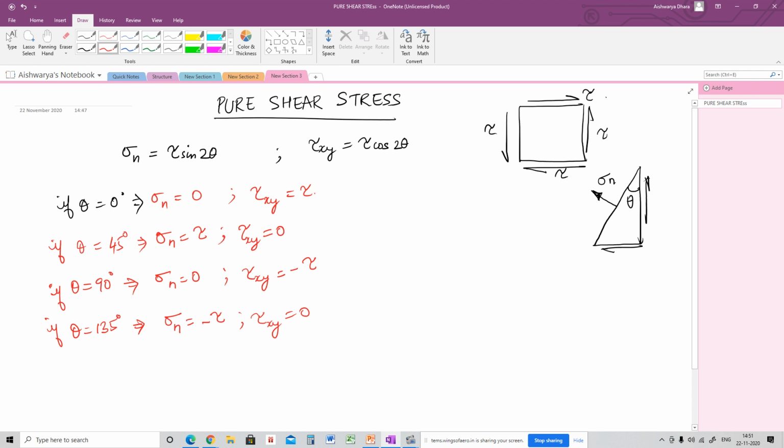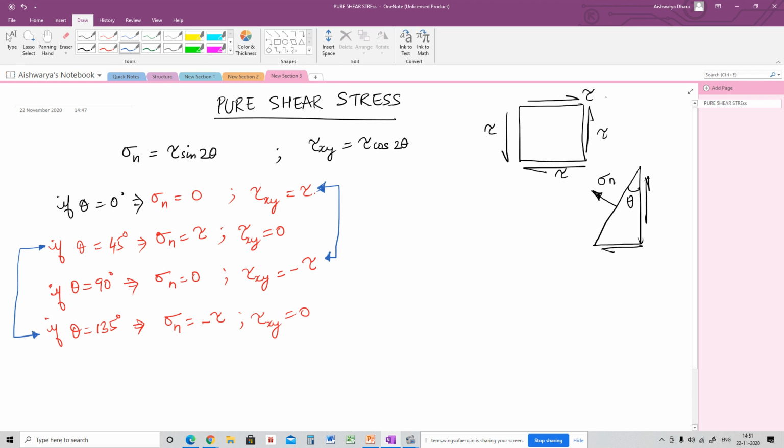So here also you can come to a conclusion. In case of pure shear, it is something different. Pure shear, where will be your principal plane? At an angle of 45 and 135. Yes, 45 and 135. And where will you have the maximum shear? 0 and 90 degrees. Please note this down.